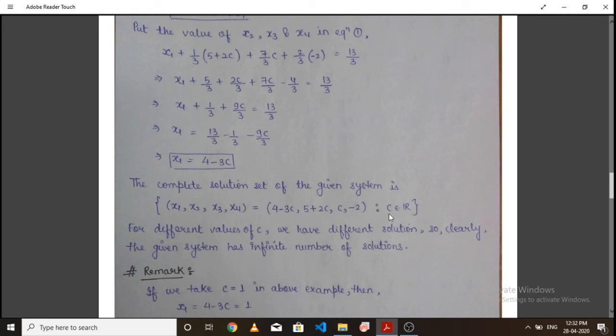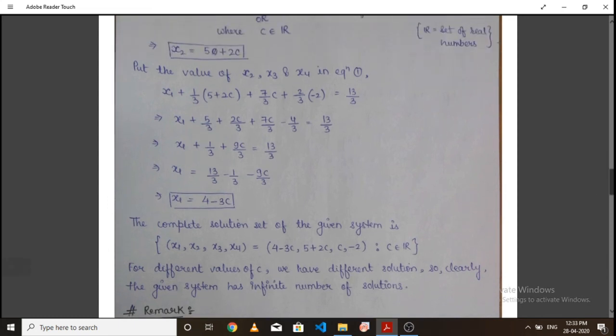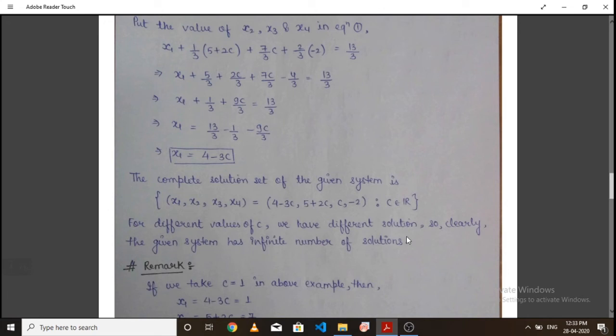Please remember you have to mention where your c lies, right? So now for different values of c, you have different solutions. So clearly this system has an infinite number of solutions. So this is example number 5, where you have to solve the system.